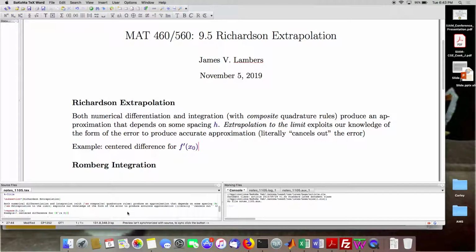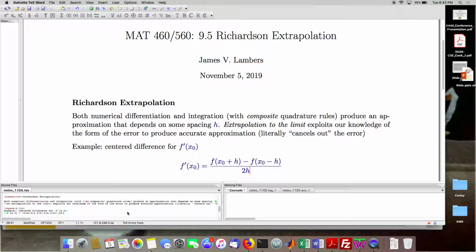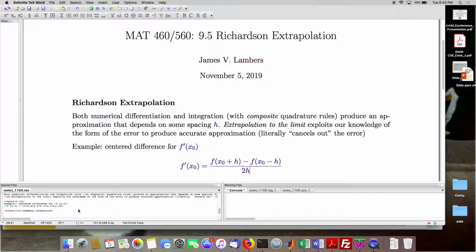So what do we know about the error in this case? What we have is f prime at x naught is approximately f of x naught plus h minus f of x naught minus h, over 2h. And the error is equal to some constant, I'll call it k1, times h squared. I'll say more about the constant in a little bit.